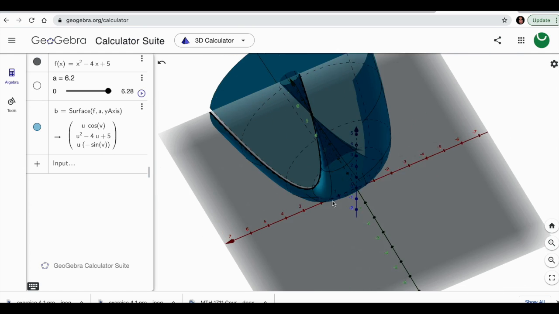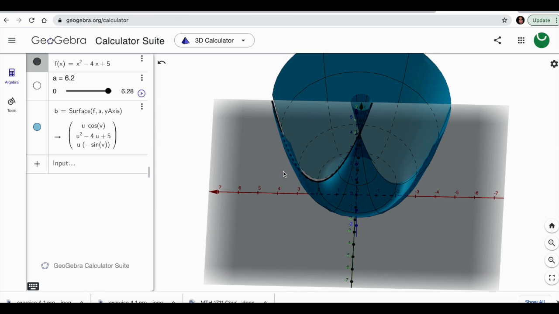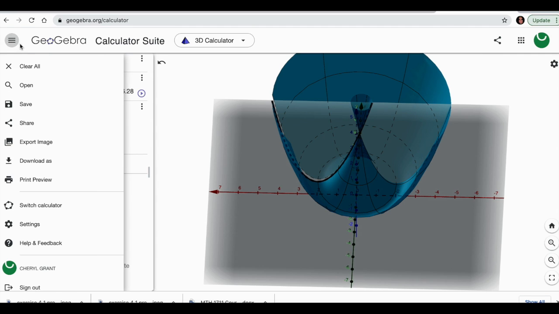And then again, I can click and drag on it to see what it looks like from different directions. One last thing I want to show you, if there's a picture that you want to save so that you can refer to it later, you can come over here to these three lines, open the menu, and you can click save so you can save your work that you've done in here, or you can export the image and save it as, I think it's a PNG. Let's try it and see what happens.